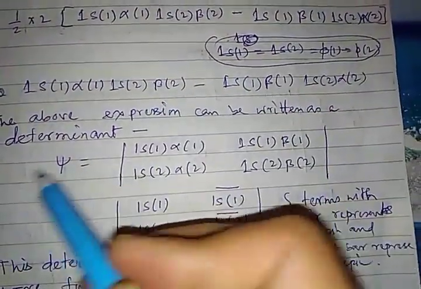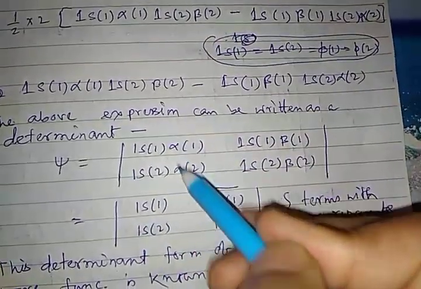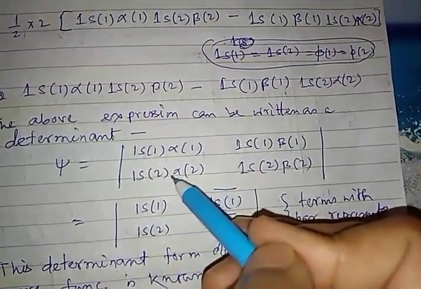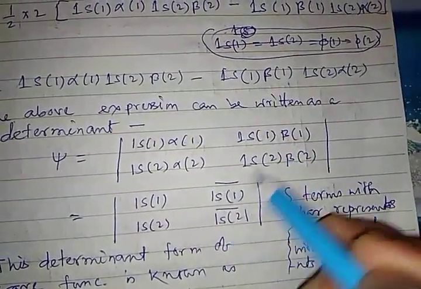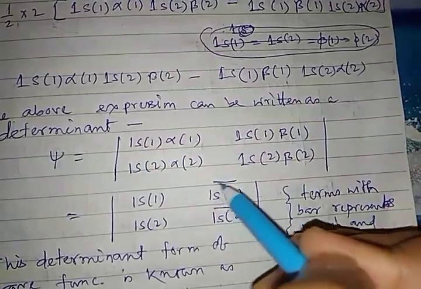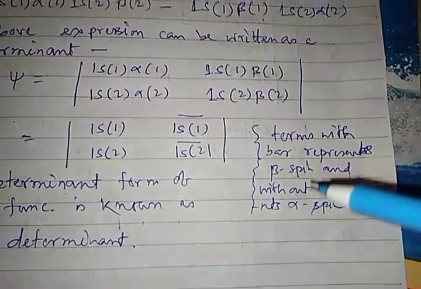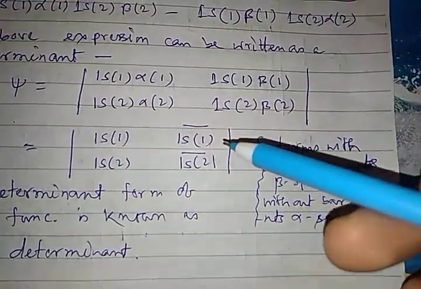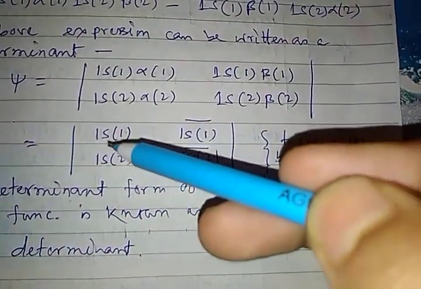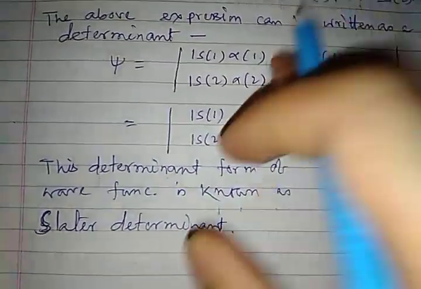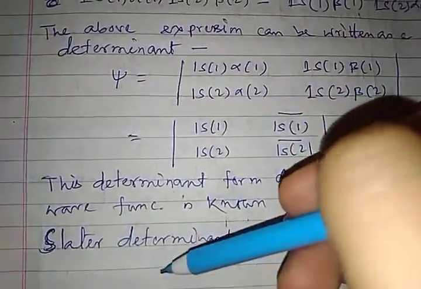And this can be made even shorter: where we have alpha, we will not write anything, and where we have beta, we put a bar over the orbital part. This bar symbol denotes that the part contains a beta spin, and without the bar it contains an alpha spin. This type of determinant form of the total wave function is known as the Slater determinant.